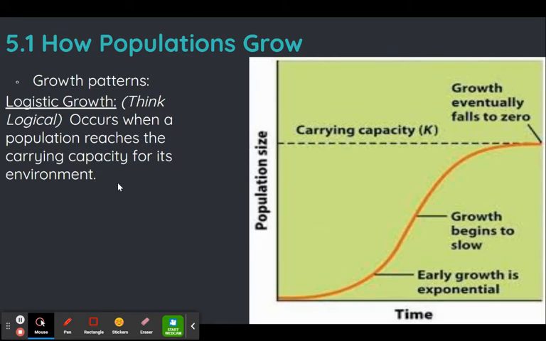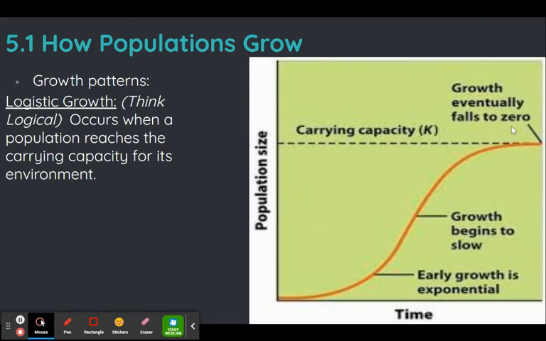Logistic growth is one of our growth curves. And when you think of logistic growth, think of context clues and think of the word logical. Logistic growth occurs when a population reaches the carrying capacity for its environment and then starts to taper off. So we're no longer having a high growth rate; our growth is actually zero, which means roughly the same number of individuals are being born as die off.